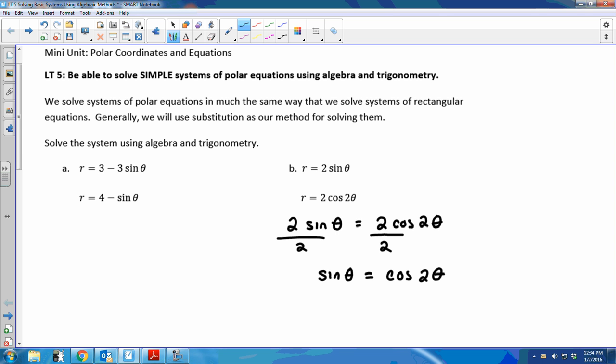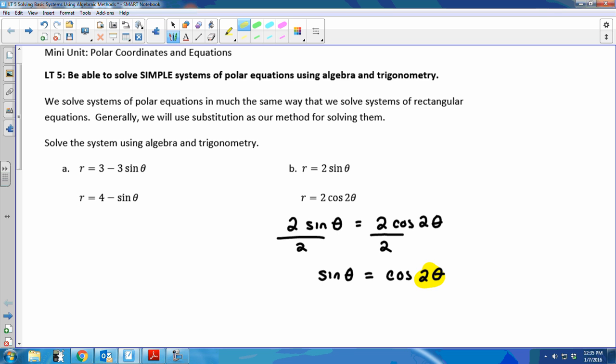Correct. I don't care if you actually know what it is or not, but at the very least, if you have been paying attention at any point in the past semester, you should know that if it says 2 theta, then that probably means there's something we can change. I don't care if you know what it is, but you should know that's where this is going. Okay? So we have cosine 2 theta.